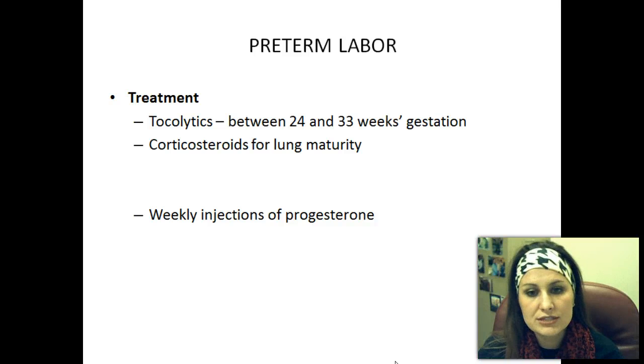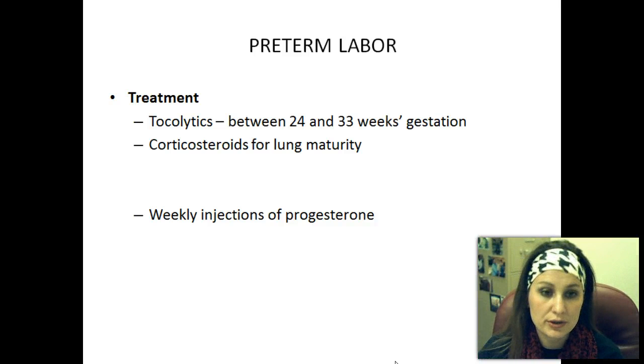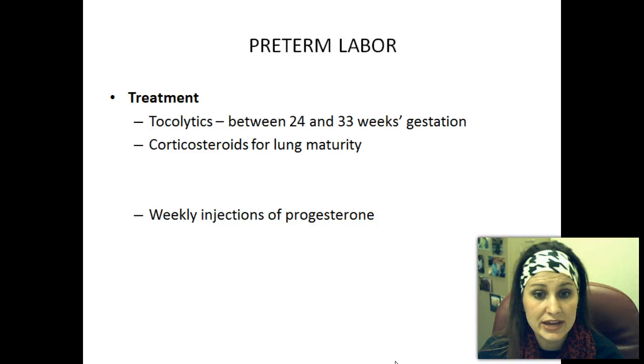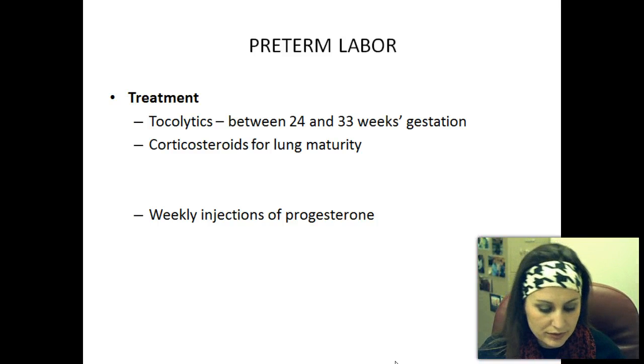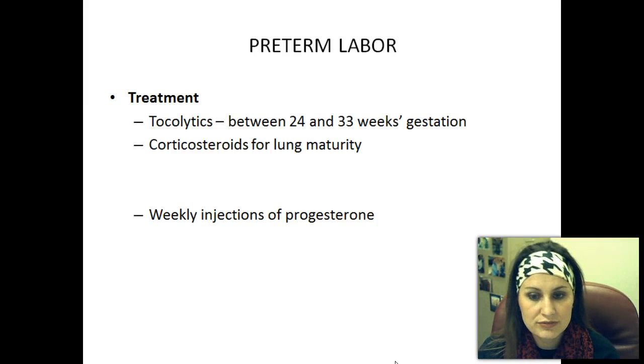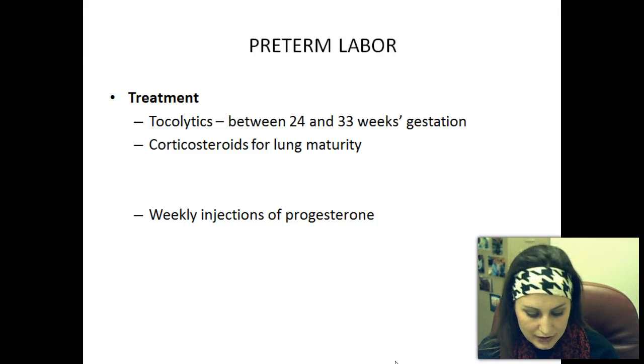Okay, so with preterm labor, we do not want her going into labor. We're going to want to stop that. And the way that we can stop that is through tocolytics. So we will administer tocolytics between weeks 24 and 33 weeks gestation to slow those contractions down. And tocolytics act on that smooth muscle, so it stops contractions.